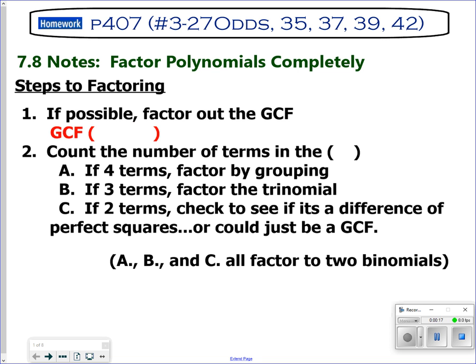One, look for a greatest common factor. So look for something that's divisible or something you can take out of everything. Then you really should look at the number of terms you're talking about. If there's 4 terms, you really should think grouping. 3 terms, trinomial, and that's really the hard one. And then 2 terms, you should look for difference of squares, okay? Again, always look for GCF first.